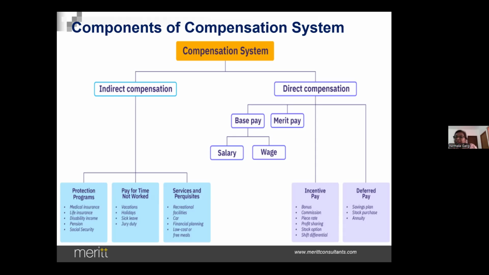Let's come to indirect compensation, which is pretty simple. When we talk about indirect compensation, it's all about non-monetary. It starts with protection programs. I think all of you are very comfortable telling me what kind of protection programs we can have. One is mandatory as per the statutory. Over and above the statutory requirement, some organizations also extend certain protection programs. It could be medical insurance, life insurance, disability, pension, etc. In India, we have what? Protection programs. Quick.